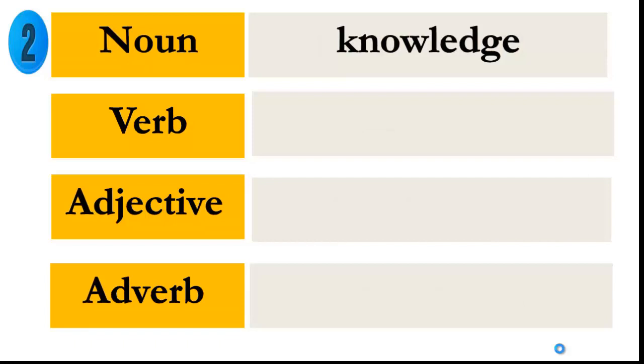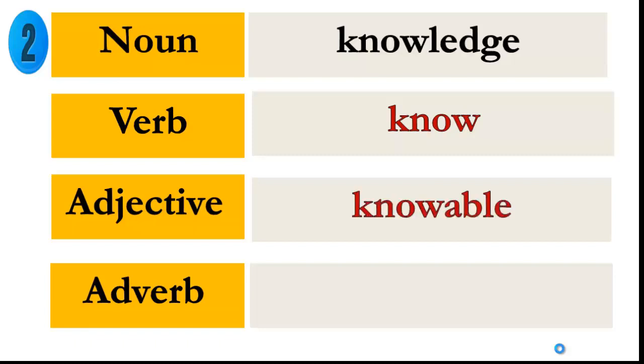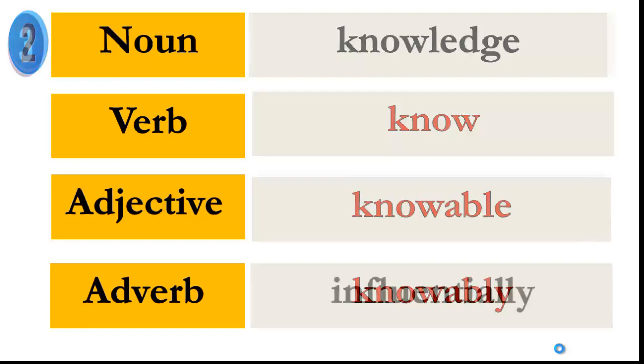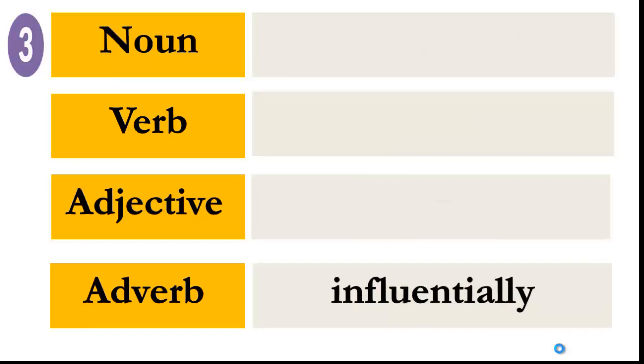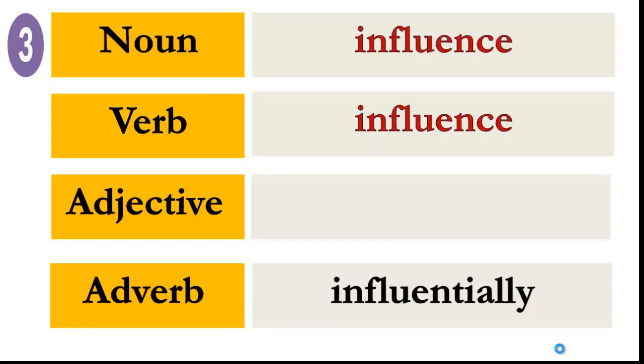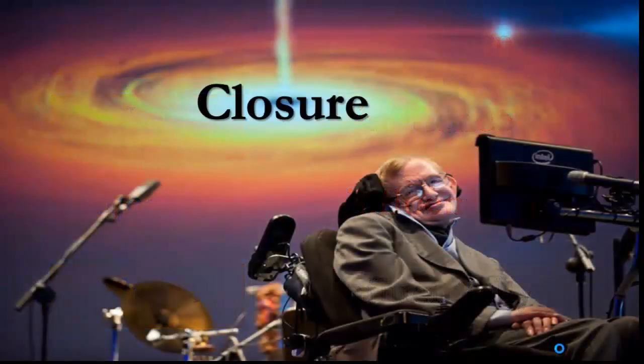Number 2, the noun here is knowledge. What's the verb from it? The verb is know. The noun is knowledge. The adjective from it here, knowable. Okay? Next one, the adverb from it here, knowably. Okay? Number 3, we have the adverb here, influentially. So what's the noun here? Influence. The verb is influence, the same thing. The adjective from it here, influential. Okay? That's for exercise number 7.